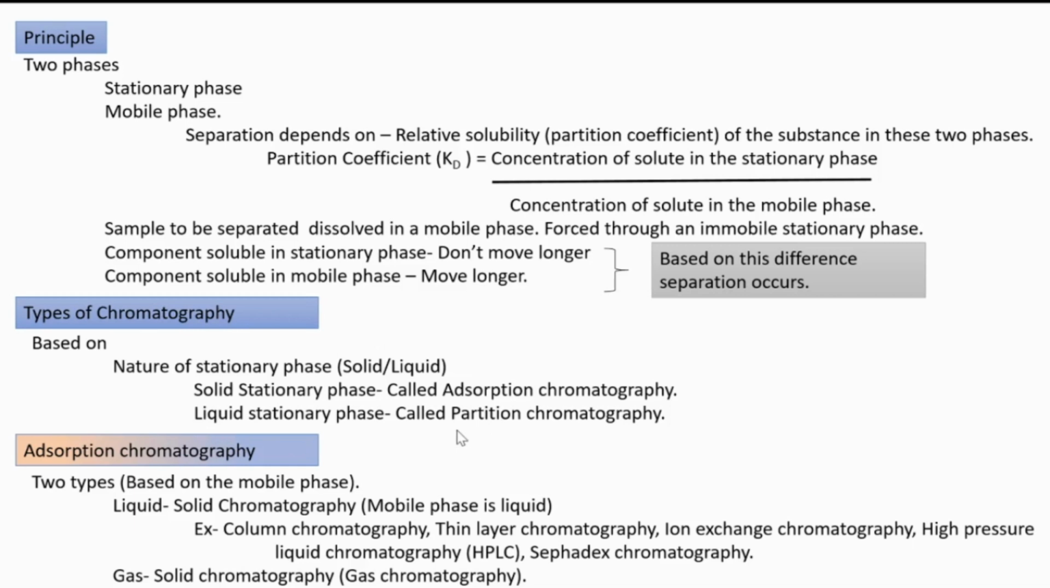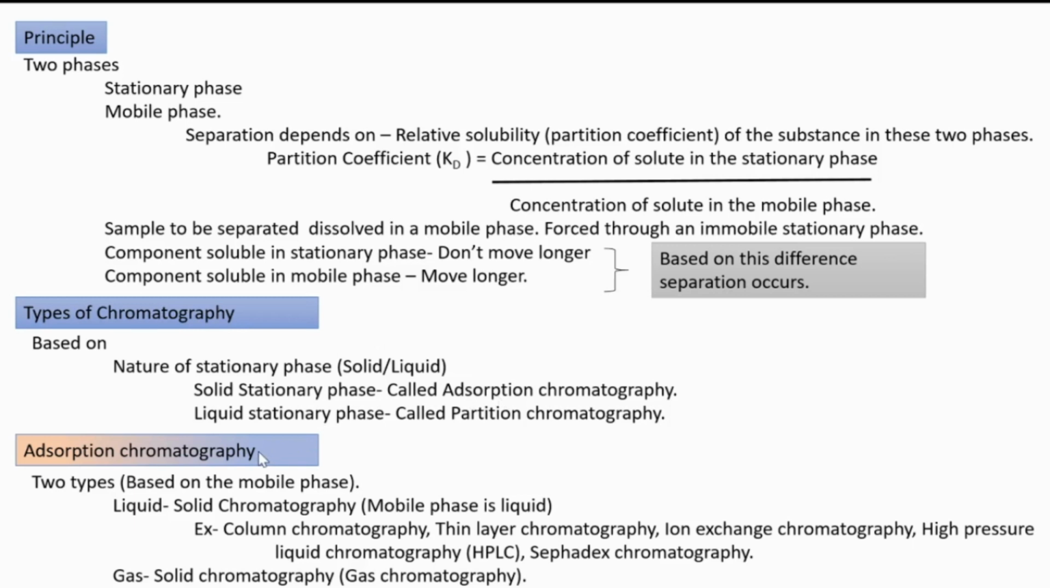LSP, liquid stationary phase, is called partition chromatography. That we need to be thorough in your mind. Don't get confused over the main two classifications of chromatography: adsorption chromatography and partition chromatography. Then we are going to study each type.